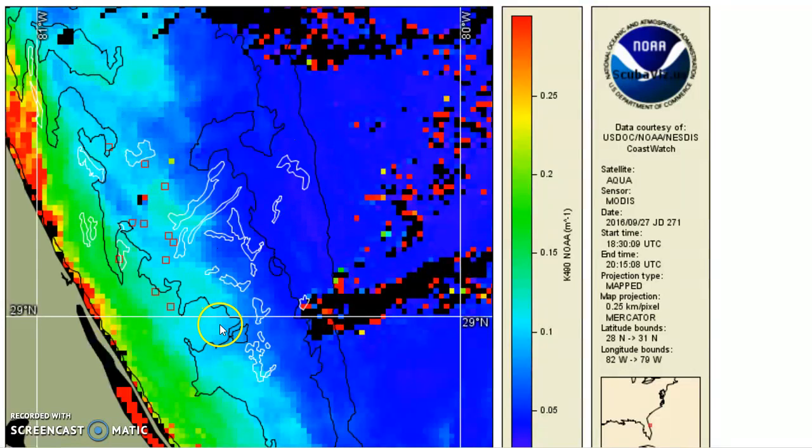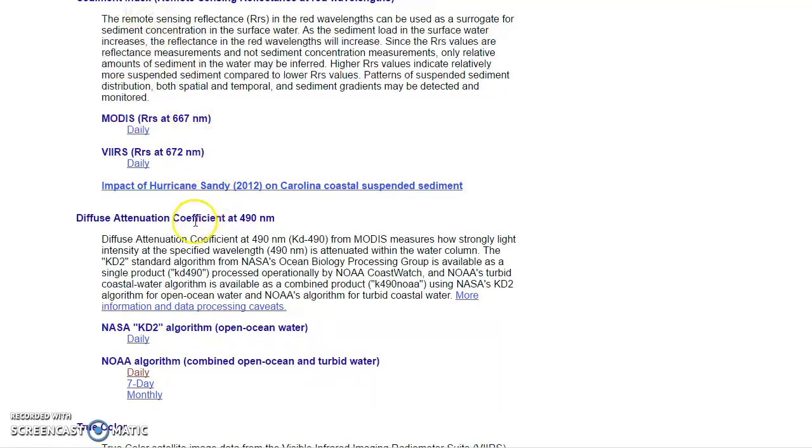This is a custom map produced by the ScubaViz.us server, and it has natural reefs, artificial reefs, depth lines, and the K490 NOAA value. This is a custom map that's produced by the Coastwatch software, and it's the K490 NOAA data. This data is provided by NOAA Coastwatch, and it's available publicly to everyone.